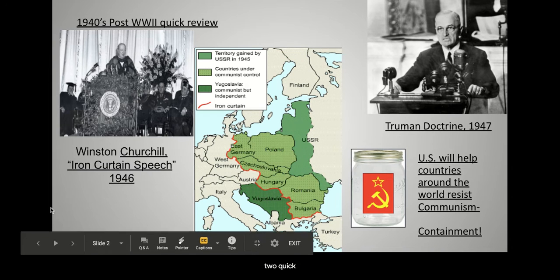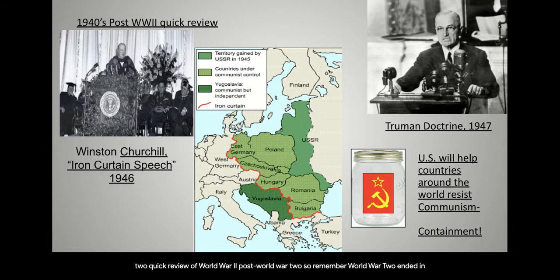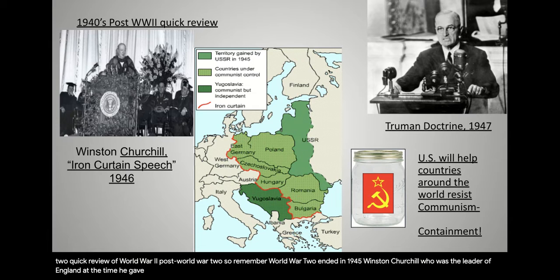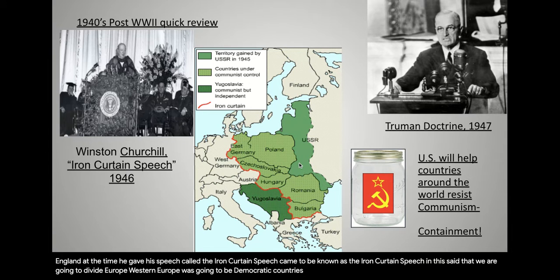So, just a quick review of World War II. Remember, World War II ended in 1945. Winston Churchill, who was the leader of England at the time, gave his speech that came to be known as the Iron Curtain speech, and this said that we were going to divide Europe. Western Europe was going to be democratic countries, Eastern Europe is going to be communist countries.